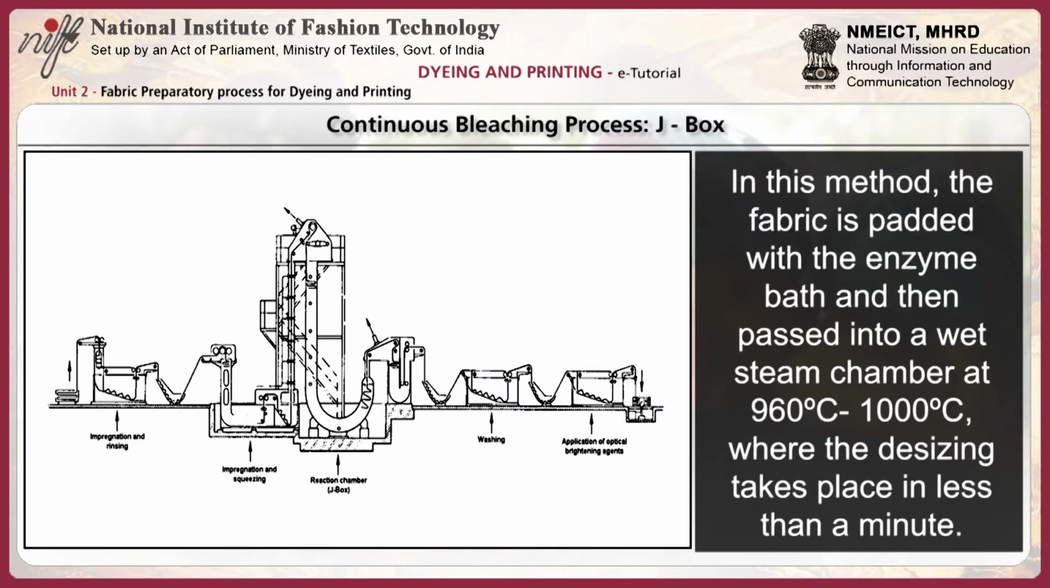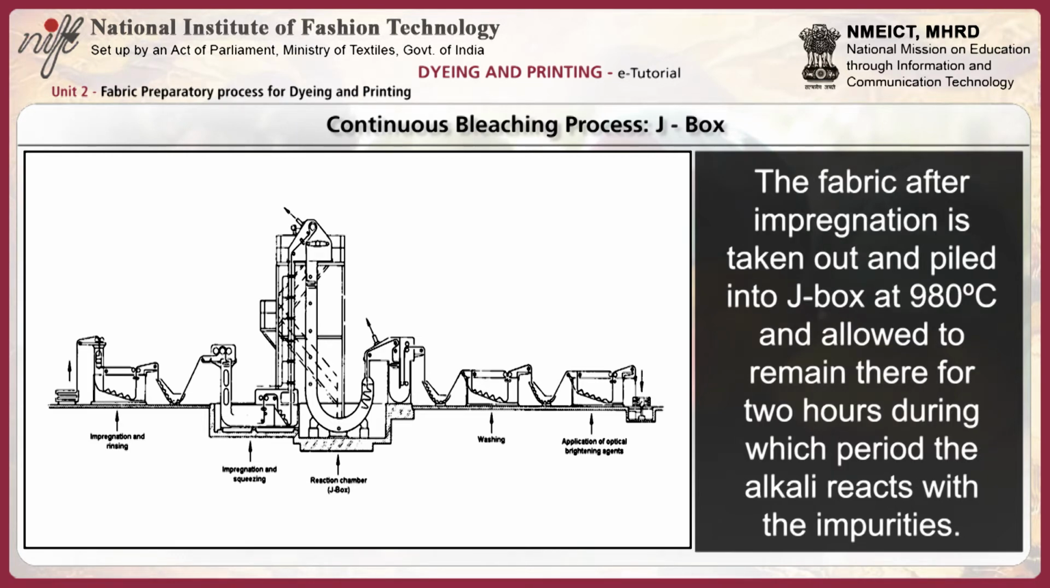In this method, the fabric is padded with enzyme bath and then passed into a wet steam chamber at 96 to 100 degrees centigrade temperature, where the desizing takes place in less than a minute. The fabric after impregnation is taken out and applied into the J-box at 98 degrees centigrade and allowed to remain there for 2 hours, during which period the alkali reacts with the impurities.